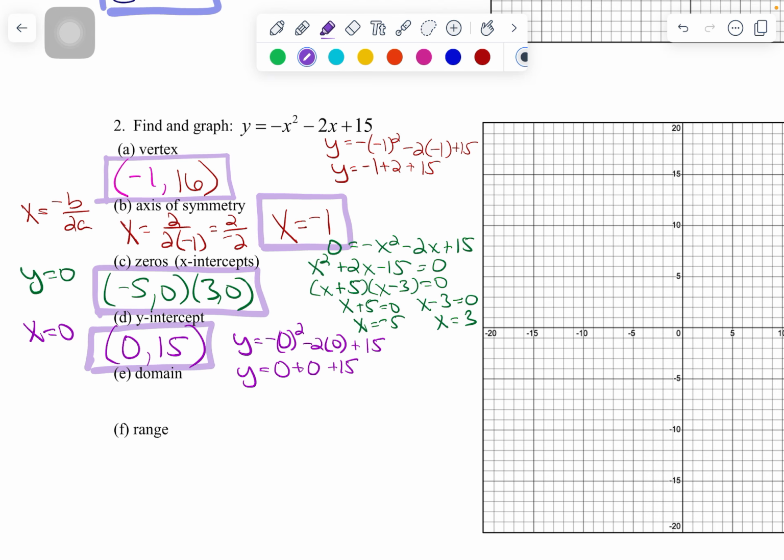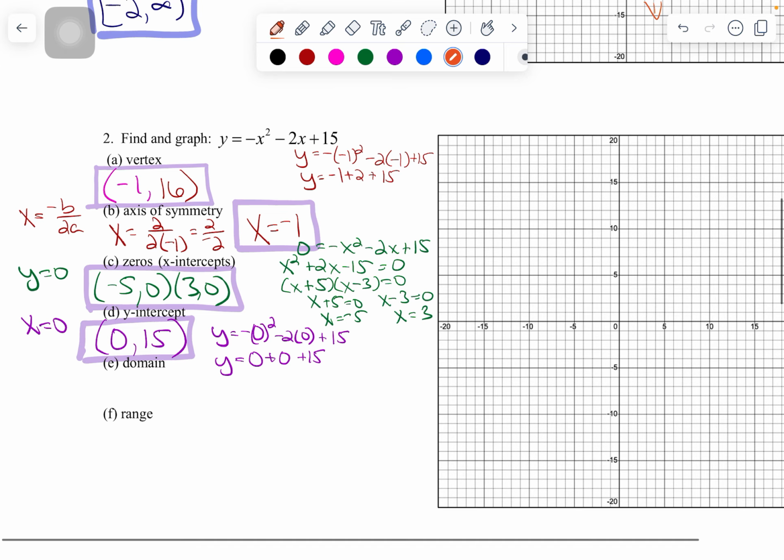If you've got your y-intercept and all the other bits, parts, and pieces, let's go ahead and put those bits, parts, and pieces on a graph. So -1, positive 16 is way up here. -5, 0, and 1, 2, 3, positive 3, 0 on the x-axis. 0, 15 way up here. So then axis of symmetry would be that dotted line through the vertex, which was at -1, right about there.